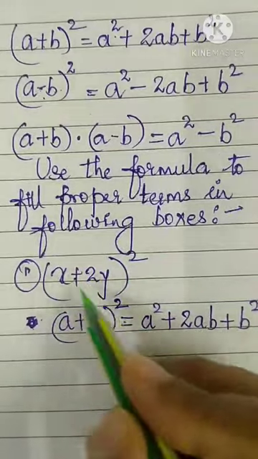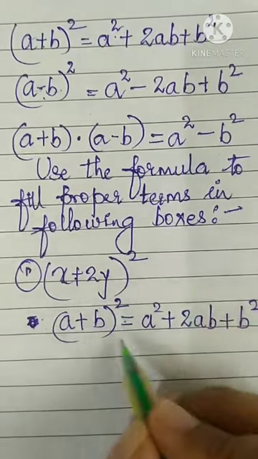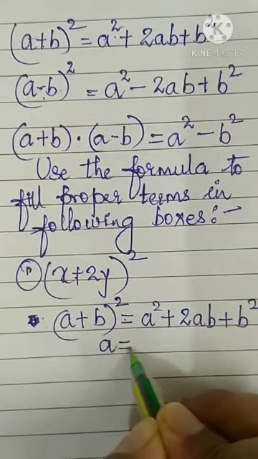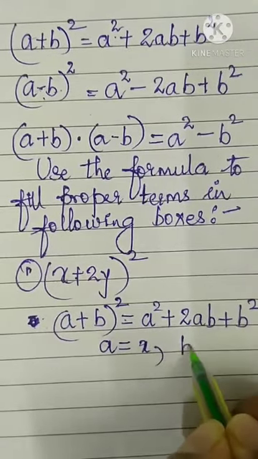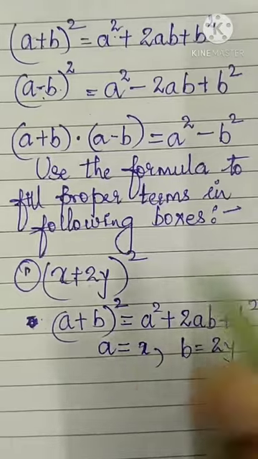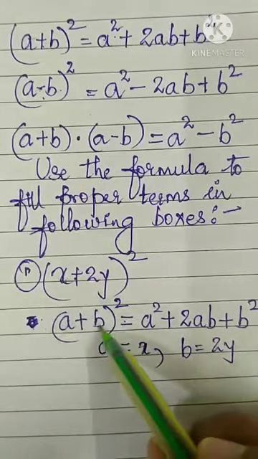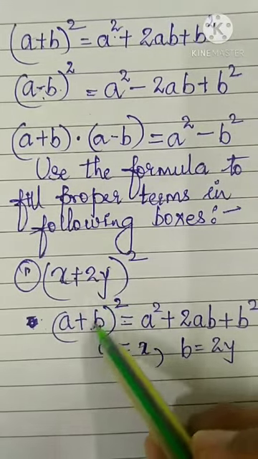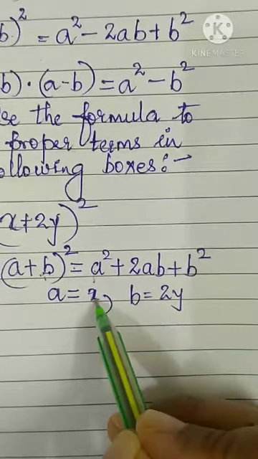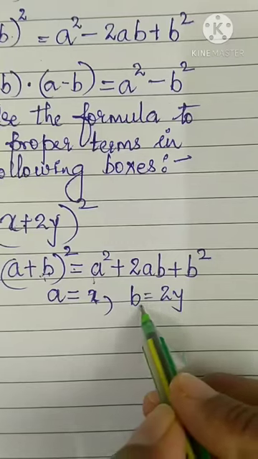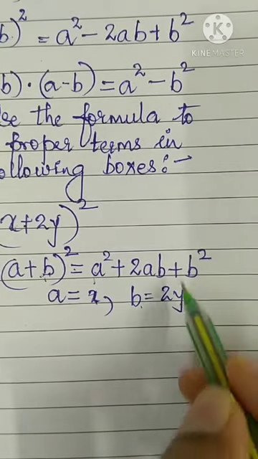Now you can write for a, so you will never go wrong by this method. A is x, comma, b is 2y. A is x and b is 2y. This way you will compare. Wherever you see a, you will write x. Wherever you see b, you will write 2y. So you will never go wrong.